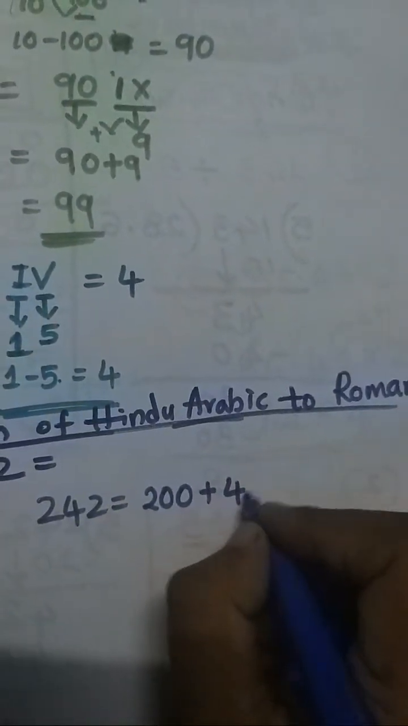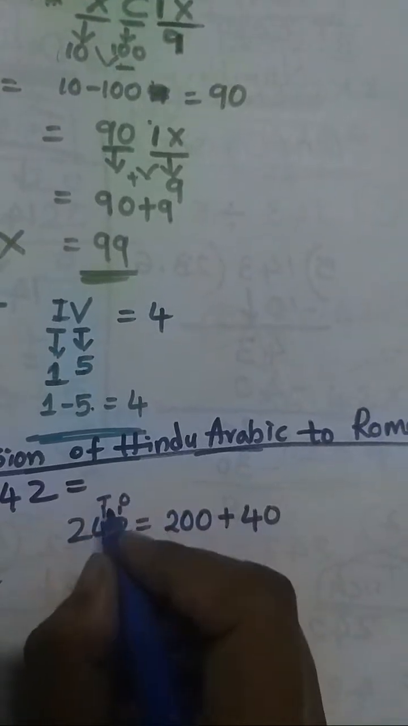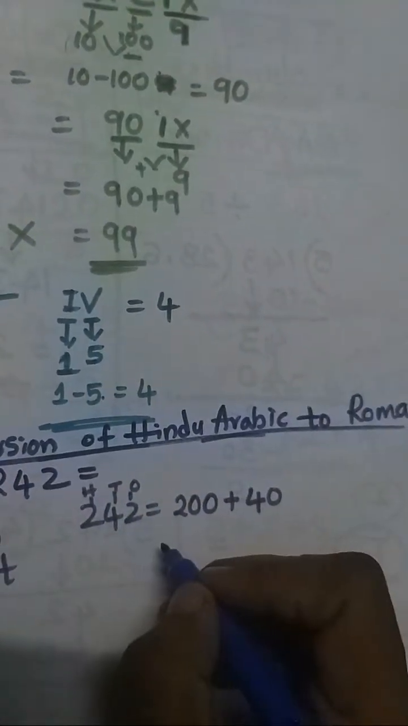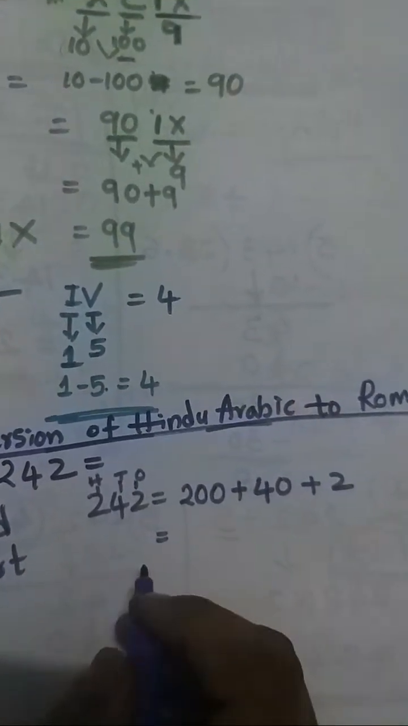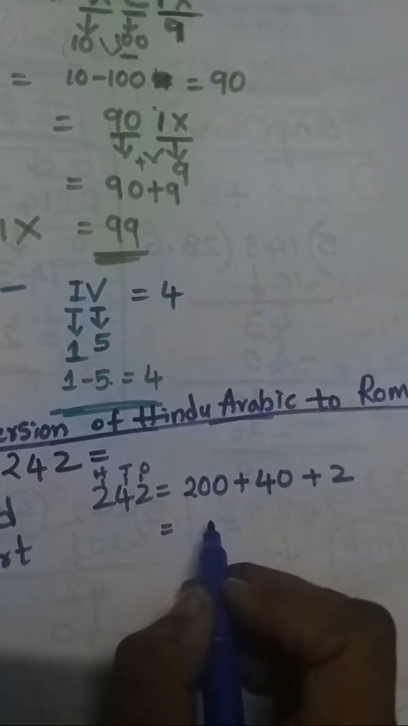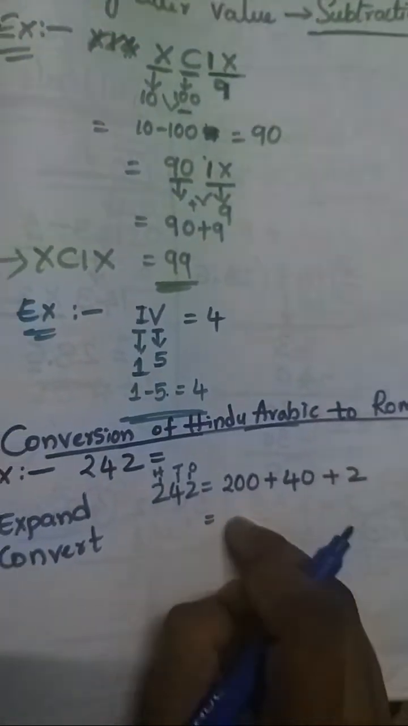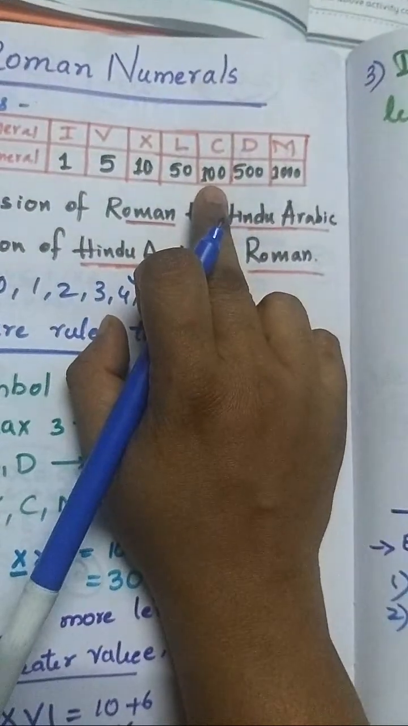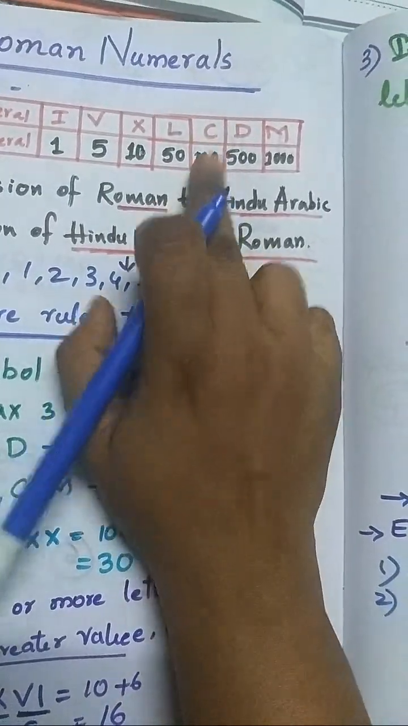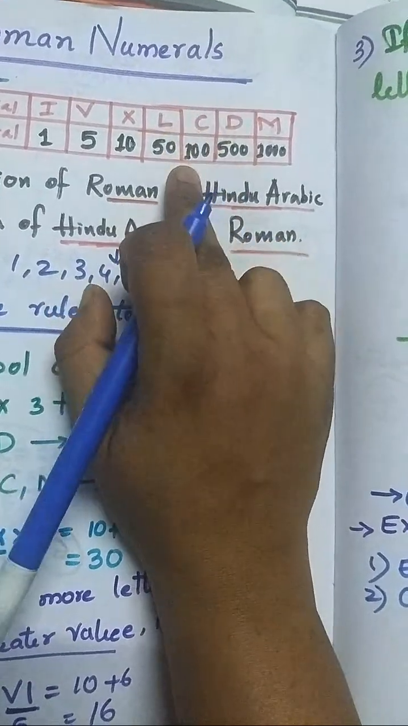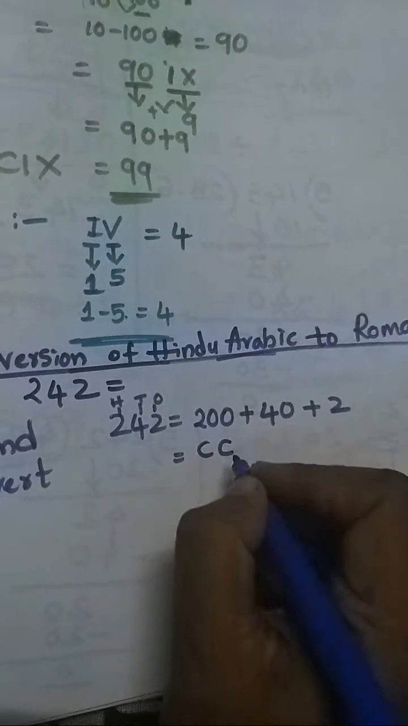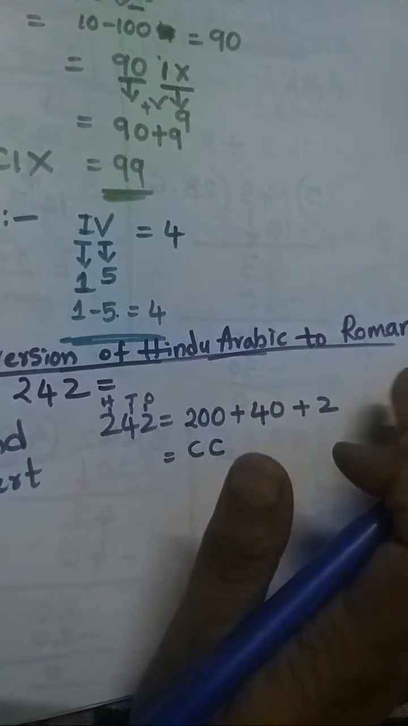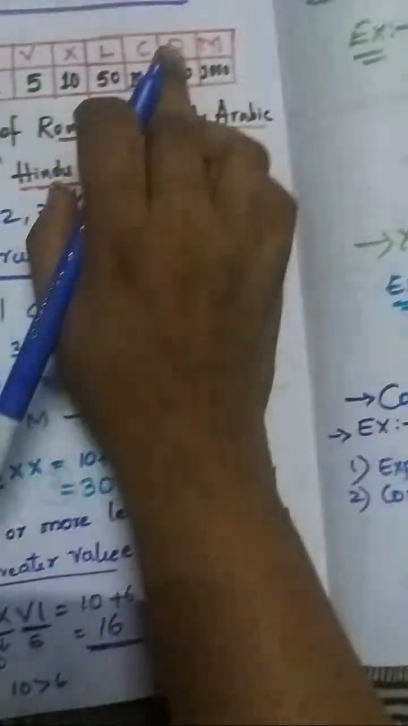200 plus 40. This is the 1's place, this is the 10's place, this is the 100's place. 200 plus 40 plus 2. Now convert. Next step is conversion. 200 means in Roman numerals we have to convert these numbers. 200 means what? C means 100 and D means 500. We have to go with C, so we write double C, C means 100 plus 100 is 200 we get. Now next, 40 means what do we have to write from the chart?